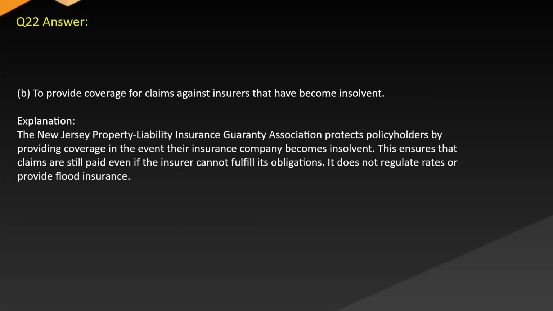Answer: B. To provide coverage for claims against insurers that have become insolvent. Explanation: The New Jersey Property Liability Insurance Guarantee Association protects policyholders by providing coverage in the event their insurance company becomes insolvent. This ensures that claims are still paid even if the insurer cannot fulfill its obligations. It does not regulate rates or provide flood insurance.